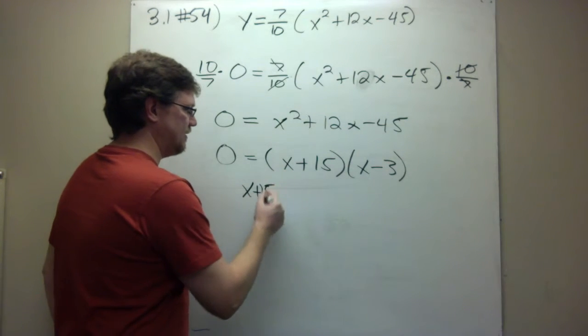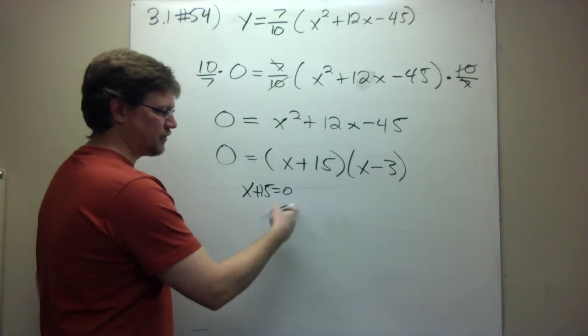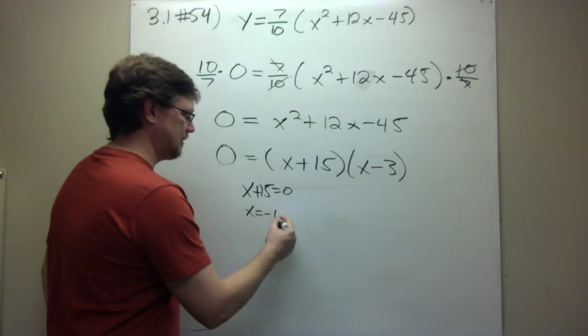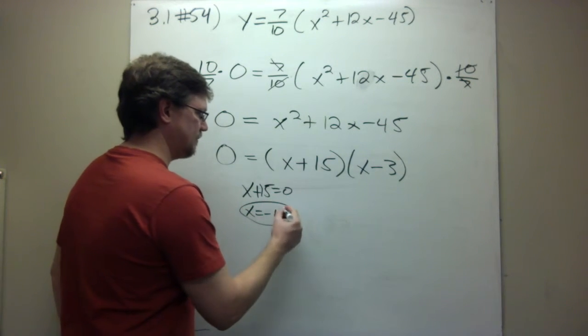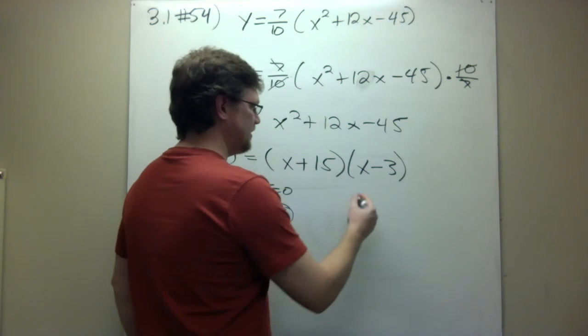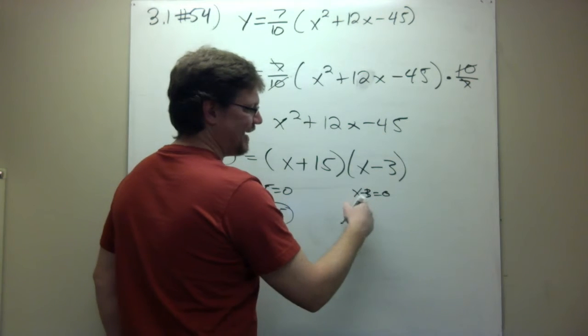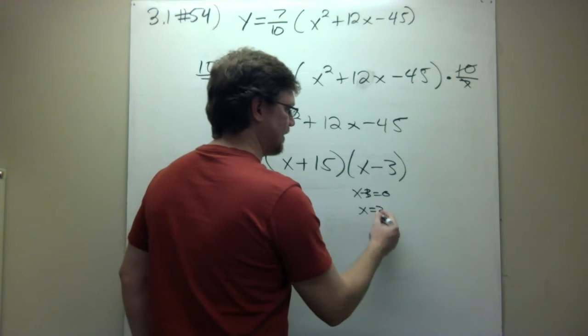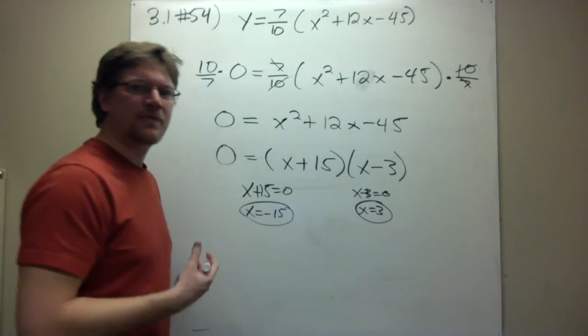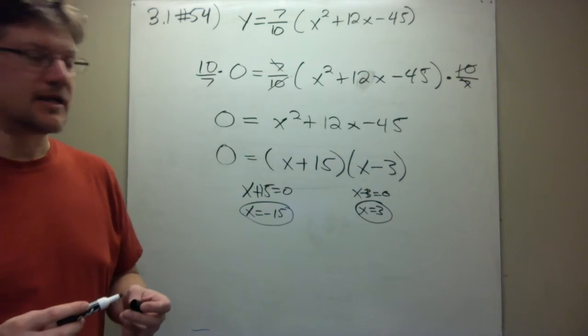x plus 15 is equal to 0, which is true. I subtract 15 from both sides. x is negative 15. Or x minus 3 is equal to 0. Positives and negatives. I add 3 to both sides. This is going to give me x is equal to 3. And those are my two x-intercepts.